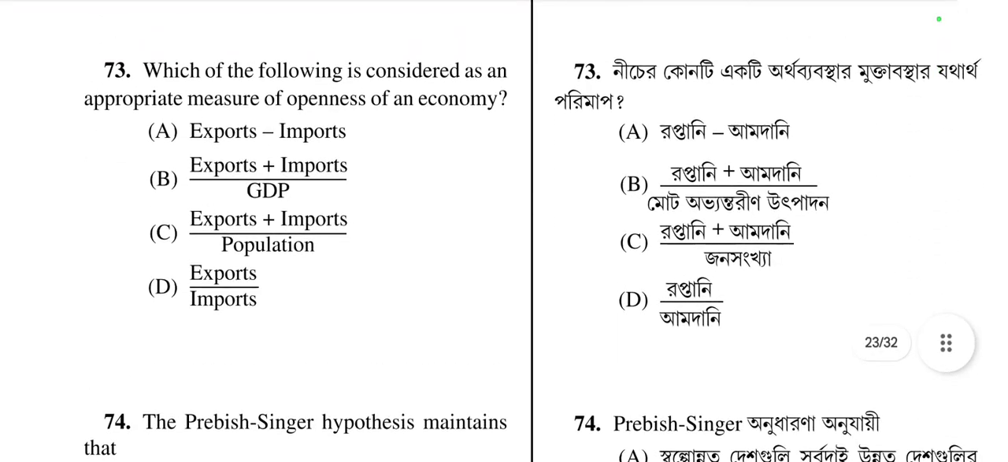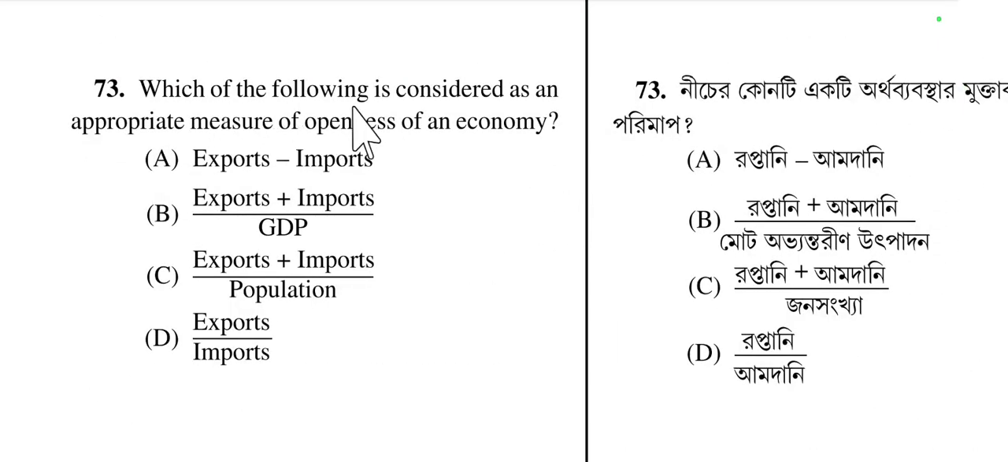Then come to question number 70. Which of the following is considered an appropriate measure of openness of an economy? Export minus import, export plus import by GDP, export plus import by population, or export by import. So the openness of an economy is typically measured by the trade to GDP ratio. Openness is measured by the trade to GDP ratio.